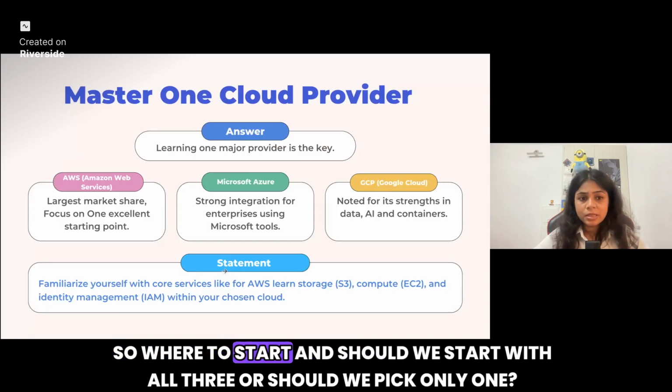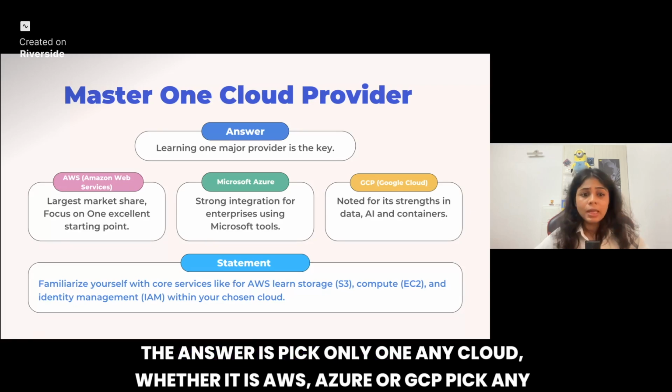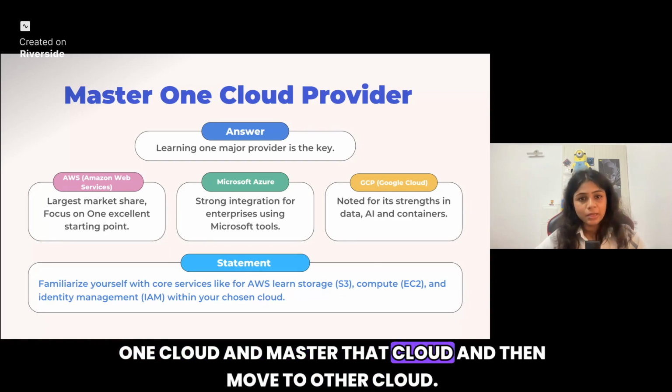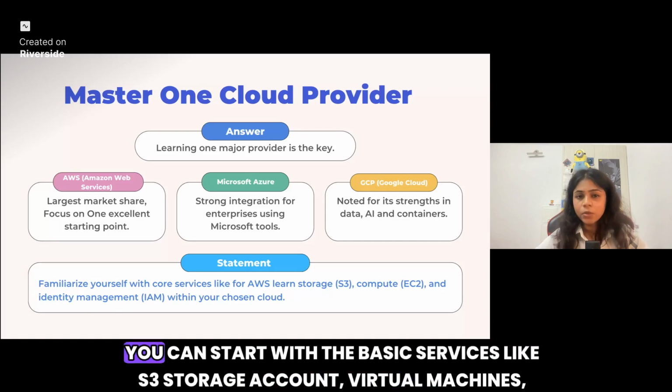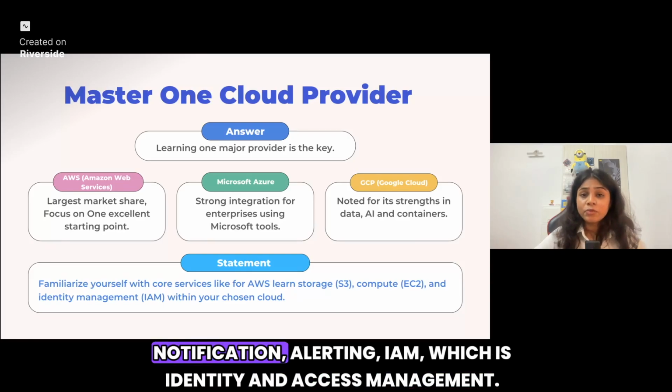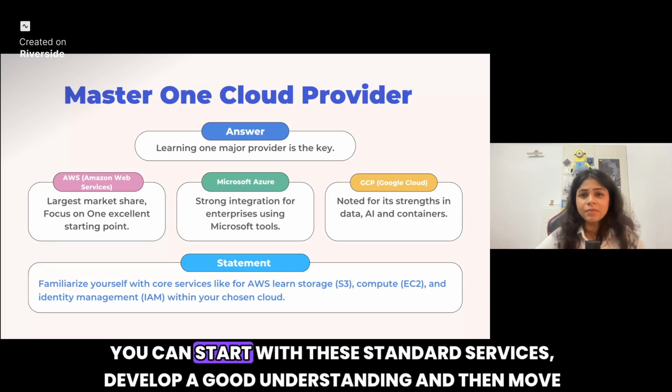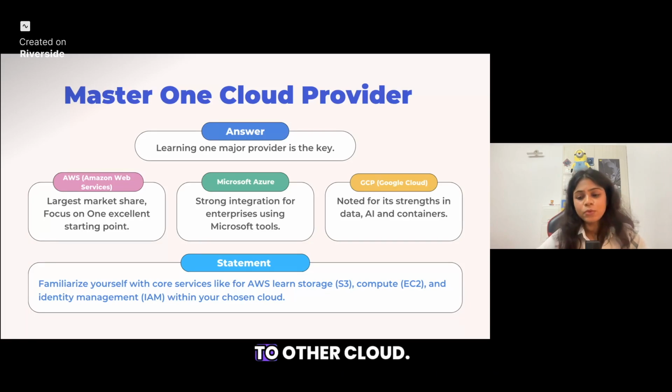So, where to start, and should we start with all three or should we pick only one? The answer is pick only one. Any cloud, whether it is AWS, Azure, or GCP, pick any one cloud and master that cloud and then move to another cloud. You can start with the basic services like S3, storage account, virtual machines, notification, alerting, IAM, which is identity and access management. Develop a good understanding of these standard services, and then move to other clouds.